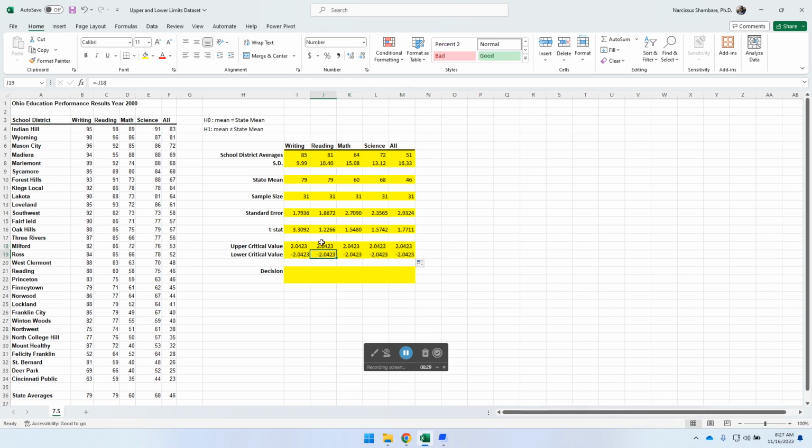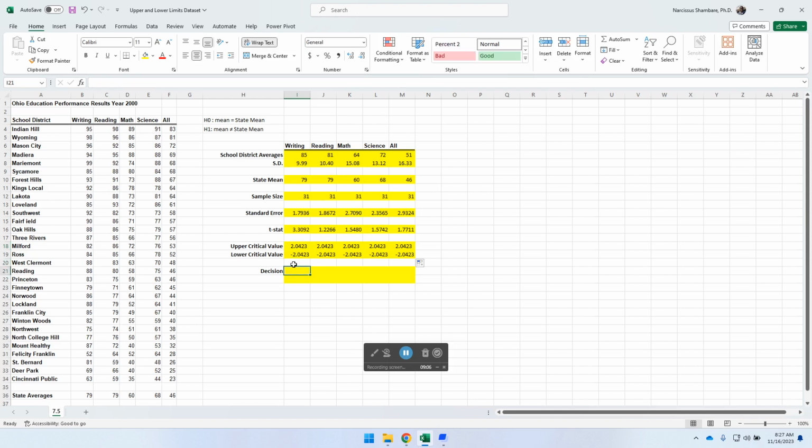Then, when it comes to making the decision, we look at our t-statistic. Is it positive? If it's positive, we compare it with the upper critical value. If it's negative, we compare it with the lower critical value. In this case, all our t-statistic values are positive. So all we have to do to make a decision is compare with the critical value, which is our cutoff point. If the t-statistic is higher than our cutoff point, we reject.